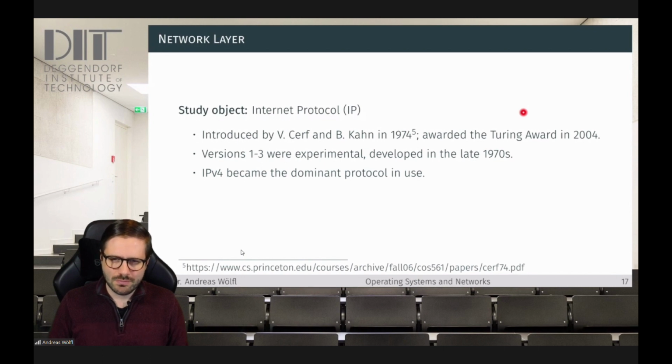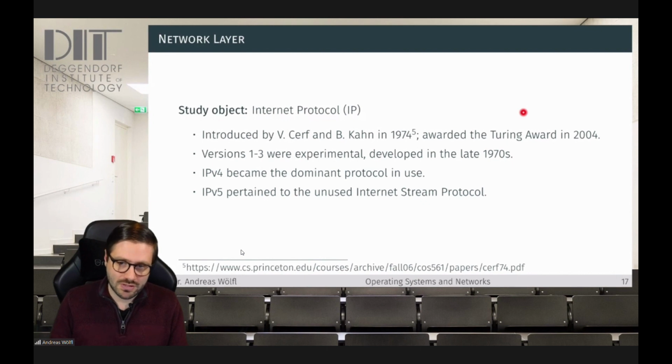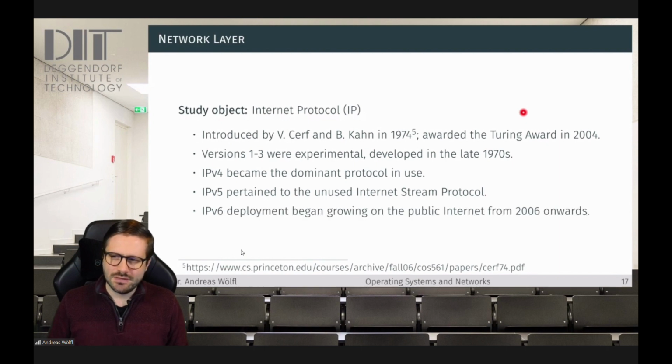But IPv4 is still, in 2023, almost 2024, the dominant protocol in use. We still have IPv4. We have IPv6. In between is IPv5, which no one uses. IPv5 was also published and standardized as an internet stream protocol, but no one uses it. And from 2006 onward, we have IPv6. IPv6 addressed an important issue, which we will talk about in a bit. At first, let's focus on IPv4.